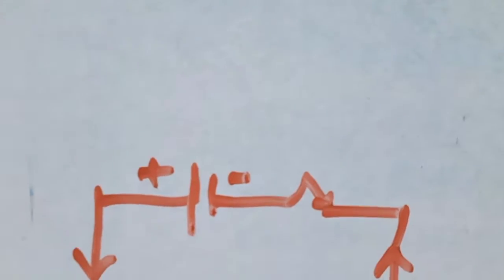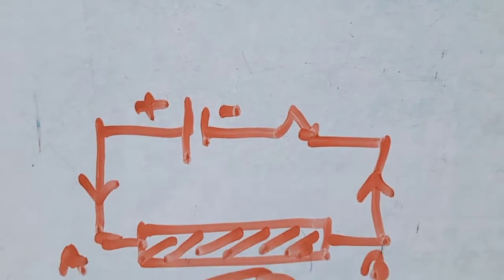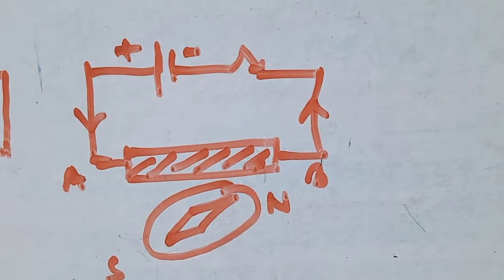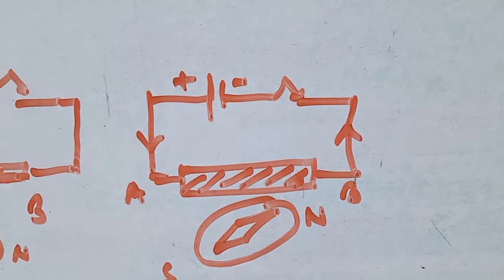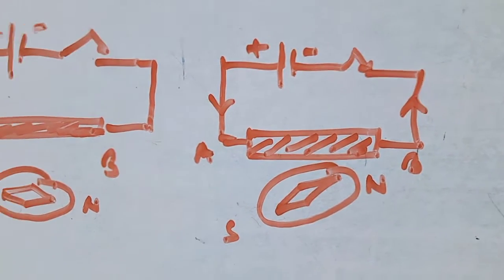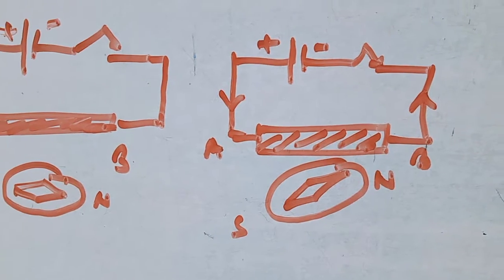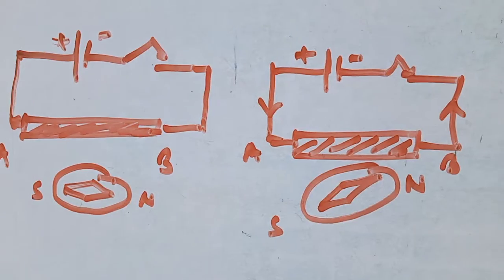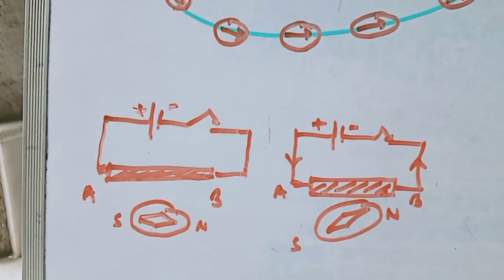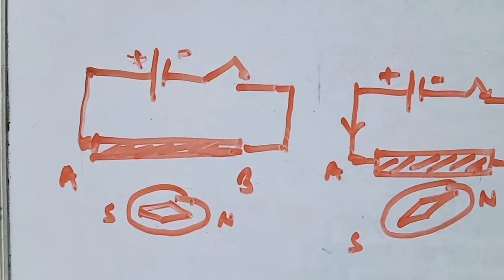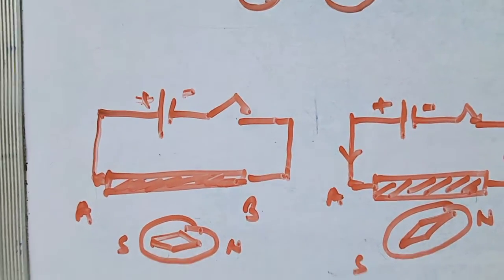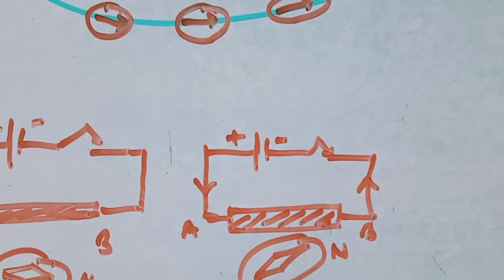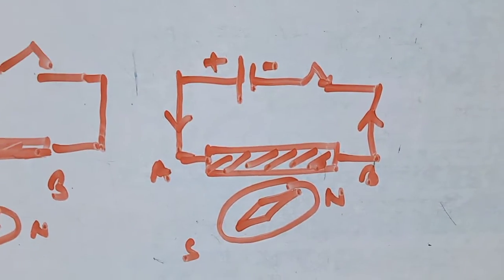If the terminals of the battery are interchanged, that means the direction of the current is reversed, the direction of the deflection of the needle will also get reversed. That means a magnetic field is produced, and it is produced in the opposite direction whenever the direction of the current is changed. See here, when there is no current in the wire, there is no deflection in the magnetic needle. But whenever current flows through the wire, the deflection is observed in the needle.